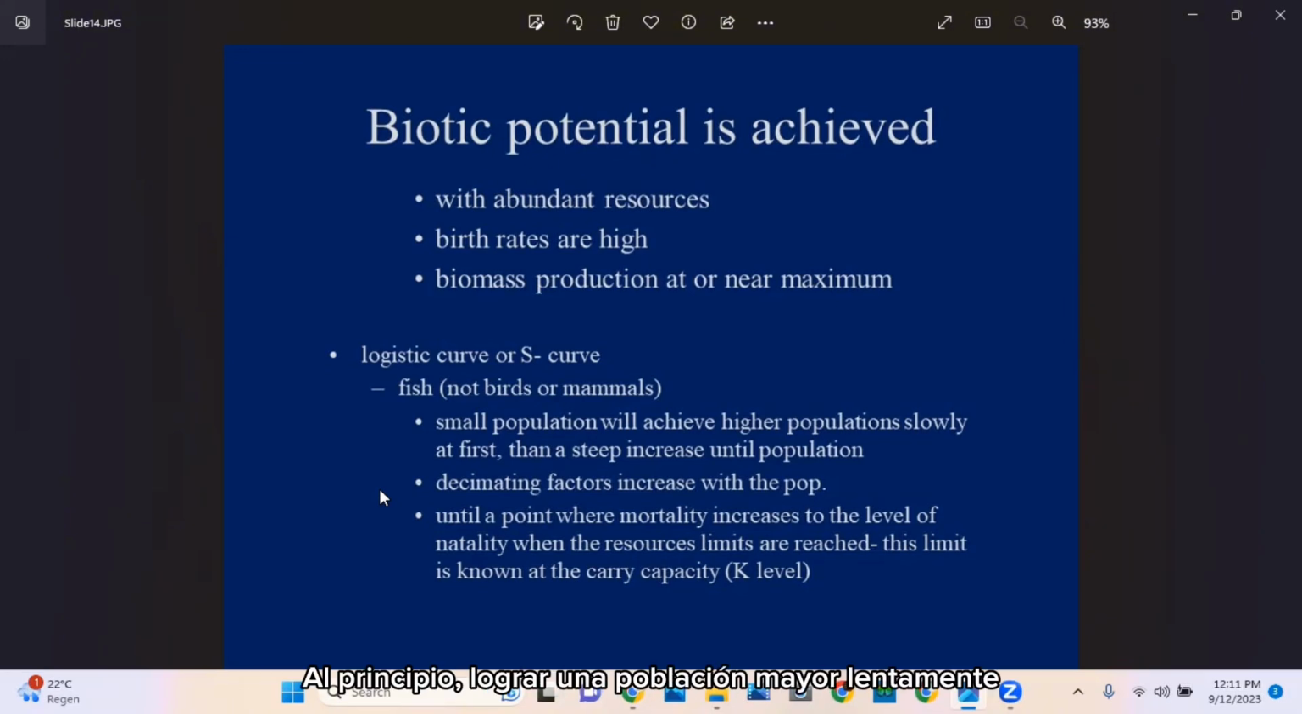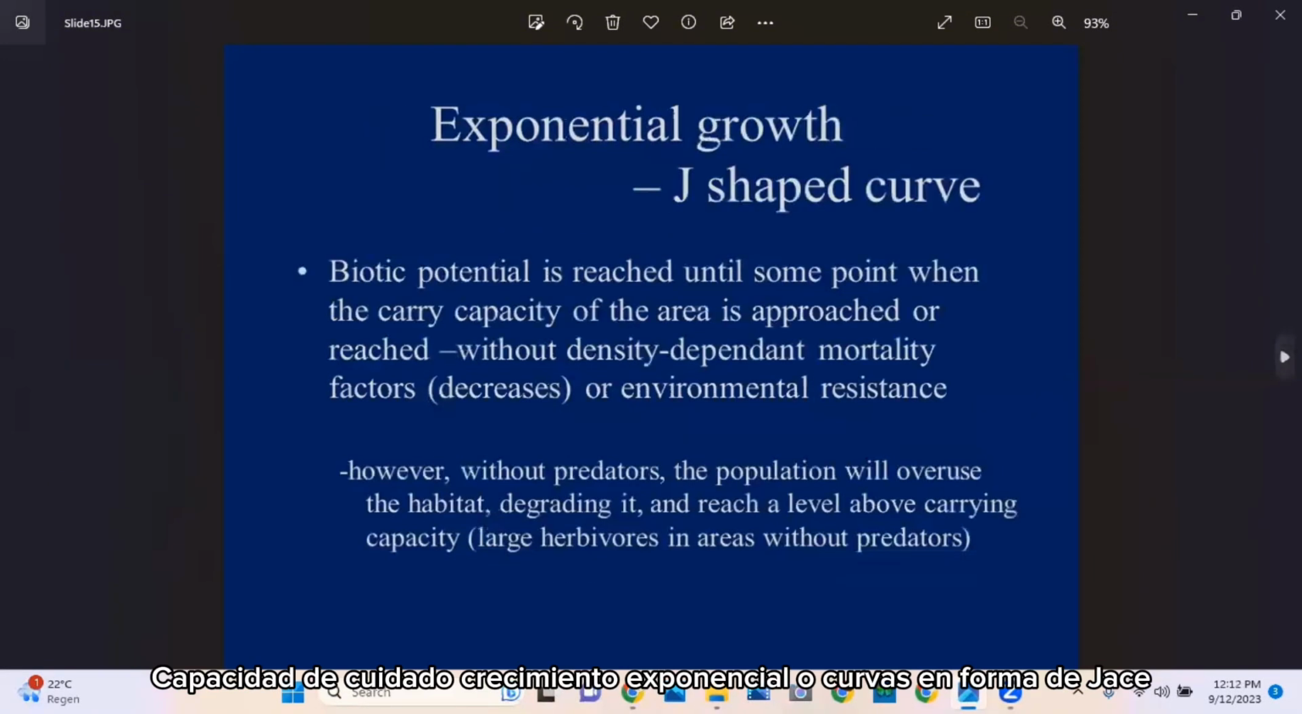Small populations will achieve higher populations slowly at first, and then a steep increase until the population reaches a level. Then some decimating factors increase with the population, something that's going to make that population go down until they're in check. This is when there's enough resources for the population, and the limit for the area's resources is the carrying capacity: how much resources this area can support how many animals. That's the K level, carrying capacity.